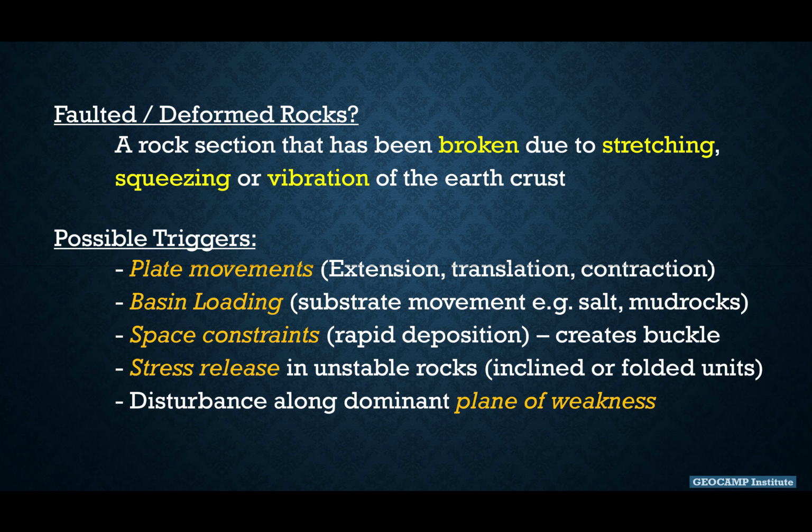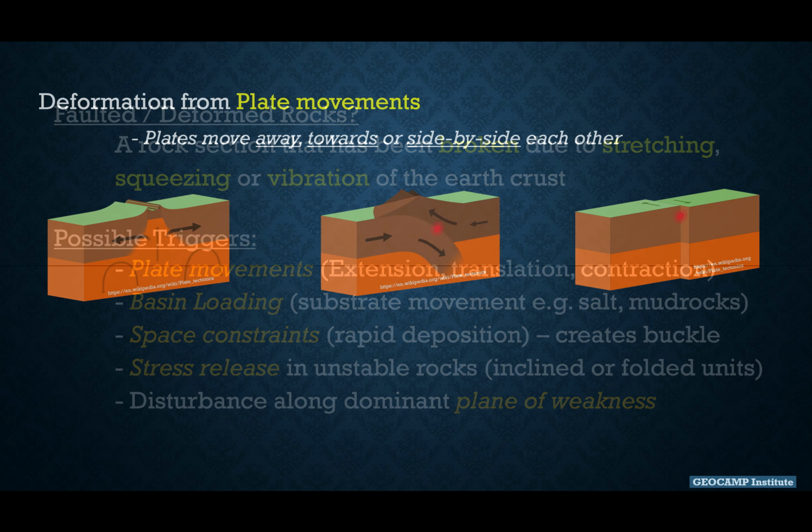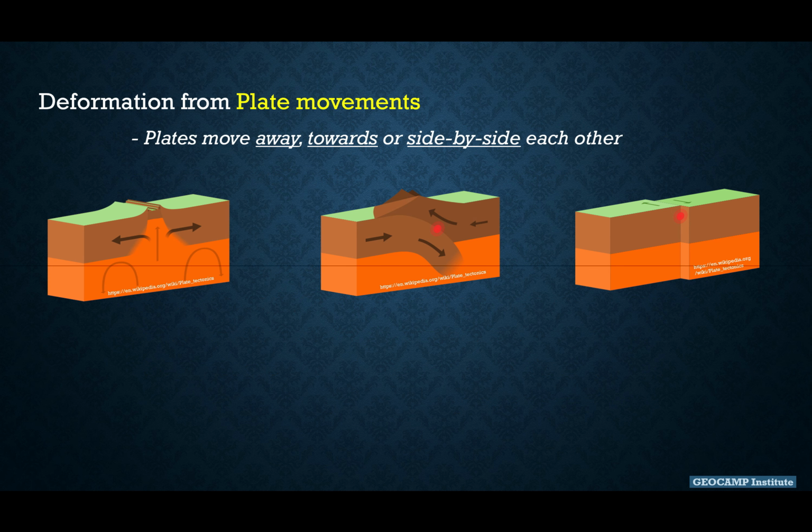resident rock mass. Stress release is another factor, especially in unstable terrains or where the rocks are actually in critical conditions. They either snap or are faulted, or sometimes they are folded. And then some rocks are preferentially deformed along a dominant plane of weakness. So we'll look at some of these examples.